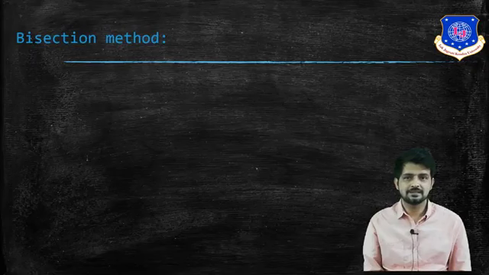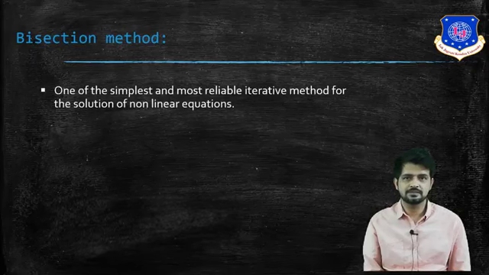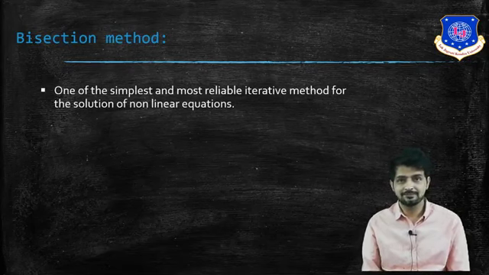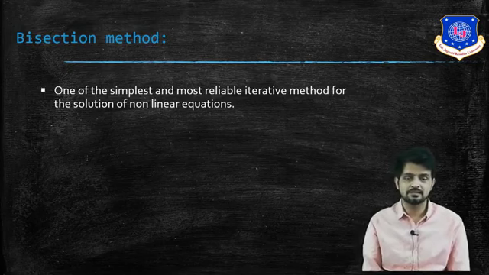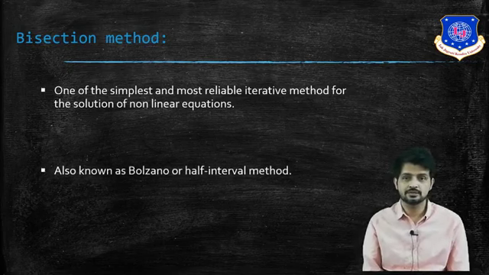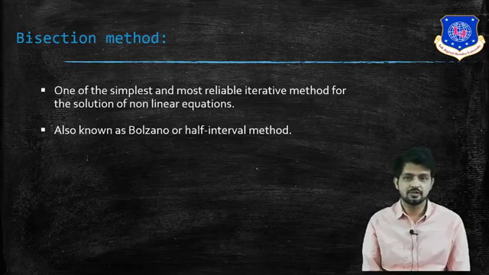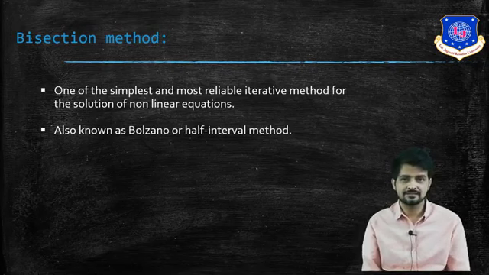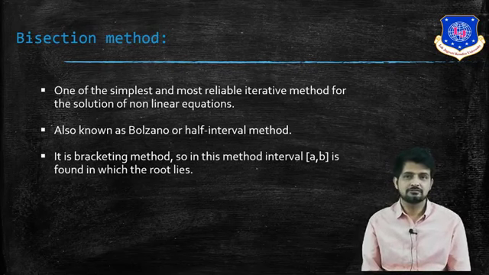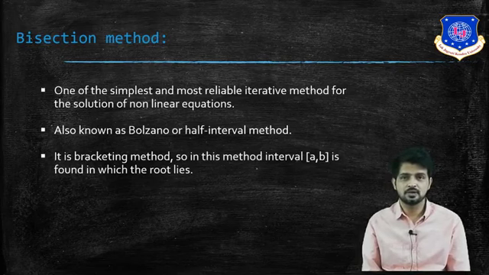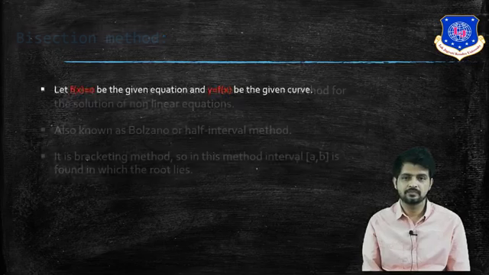Okay students, let us start with the first method of this chapter, that is the bisection method. See, this is one of the simplest and one of the most reliable methods to solve non-linear equations. It is also known as the Bolzano or half interval method. Why it is known as the half interval method, we will study in the next slide. It is a bracketing method because an interval is defined in which the root lies. Okay, fine.